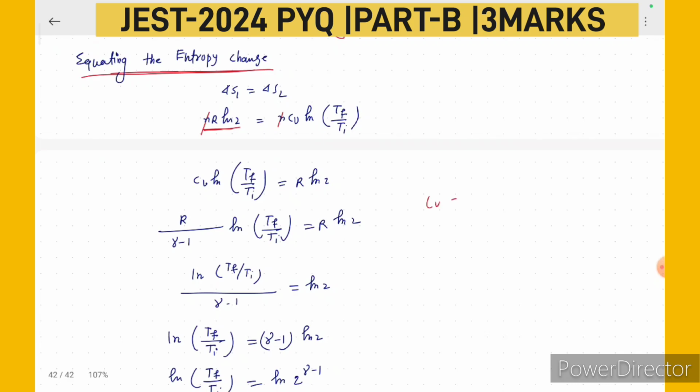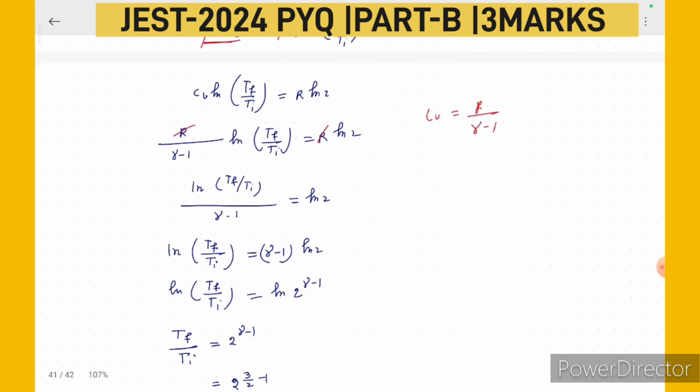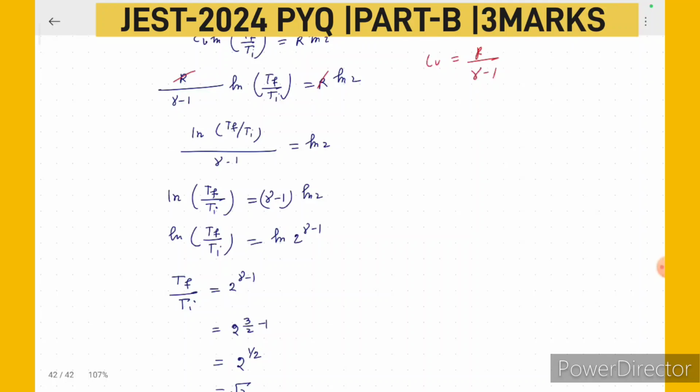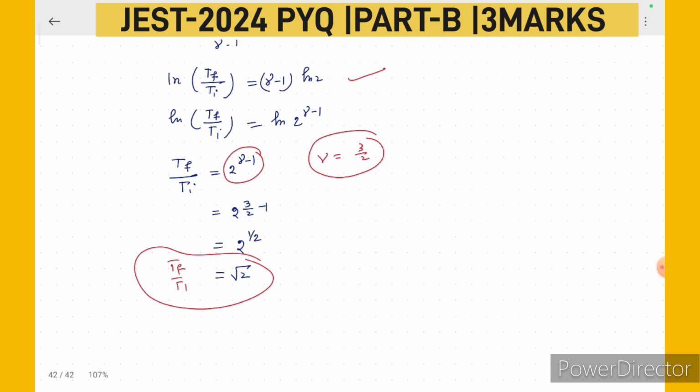We know Cv equals R/(γ − 1). We just substitute this here: R/(γ − 1) × ln(Tf/Ti) = R ln 2. Again R cancels. So ln(Tf/Ti) = (γ − 1) ln 2. We simplify this: Tf/Ti = 2^(γ − 1). Here gamma equals 3/2, already given in the question, so we put it here. Tf/Ti equals √2. So finally the final temperature to initial temperature ratio equals √2.